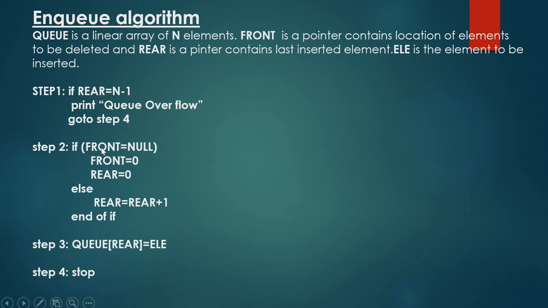And if front is equal to null, the Q is empty. In that case, you are going to insert the first element. In that case, we need to change both pointers, front and rear. Front and rear change to 0. In the other case, only the pointer rear changes to rear plus 1. And at that rear pointer, we can insert the element ELE.